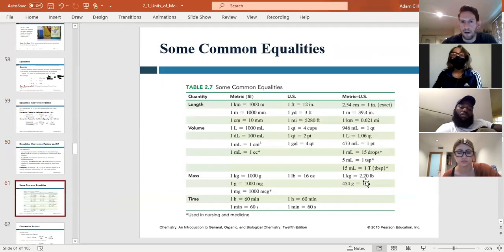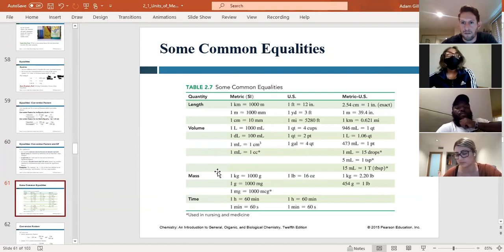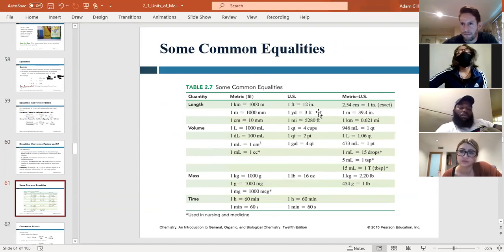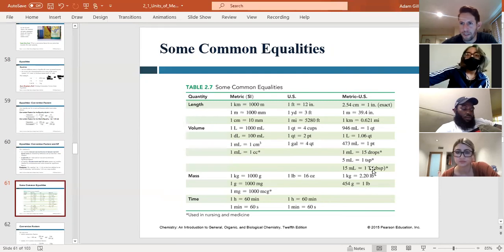Here are some common equalities. You don't have to memorize these. You'll probably have a lot of these memorized already, right? Like 1 foot is 12 inches, a yard is 3 feet. A gallon is 4 quarts, a quart is 4 cups. Maybe you didn't know that a mile is 5,280 feet. And then there's conversions between metric and the US system, and these are less commonly known. You can look these up online. I'm not going to make you memorize these, but 2.54 centimeters is an inch. 1 meter is 39.4 inches. A kilometer is 0.621 miles. Okay. So these are your conversion factors.